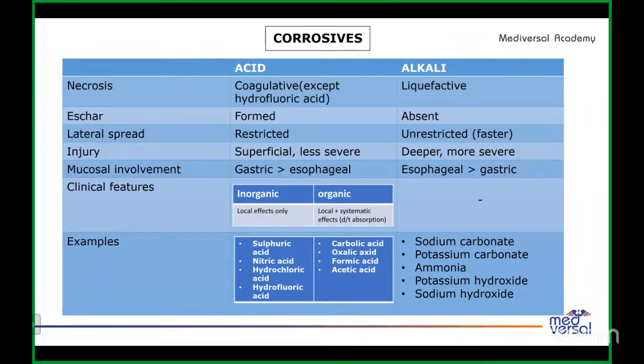Whereas the organic acids, for example, the carbolic acid, the oxalic acid, formic acid, acetic acid, all of them have both local as well as systemic effects. Why? Because organic acids will not just cause local tissue injury, but they will also spread via the bloodstream and reach other organs, thereby leading to defects in the systemic tissues due to their rapid absorption. Whereas if I come to alkali-based injuries, as I said, mainly it's caustic soda or sodium carbonate, potassium carbonate, ammonia. All of these will have a more poor prognosis compared to an acid injury.